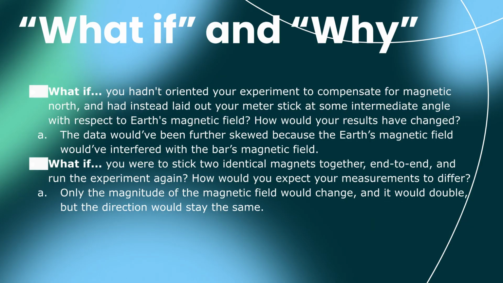For our what ifs and why, what if you hadn't oriented your experiment to compensate for magnetic north and then had instead laid out your meter stick at some intermediate angle with respect to Earth's magnetic field? So our data would have been further skewed because Earth's magnetic field would have interfered with the bar's magnetic field. And what if we were able to stick two identical magnets together end to end and run the experiment again? Only the magnitude of the magnetic field would change and it would double, but the direction would stay the same.